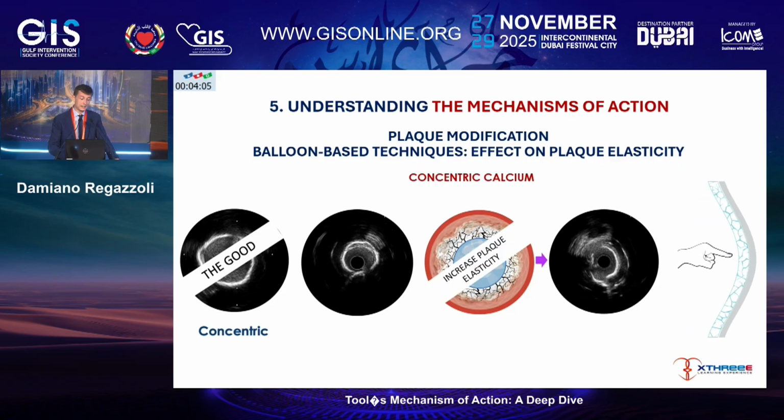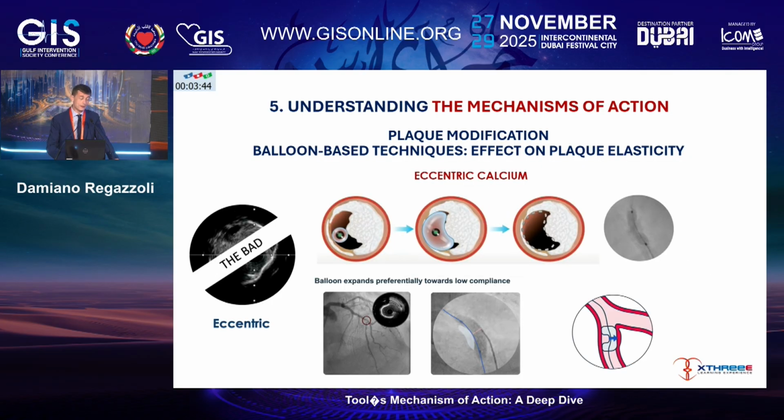Because what we did is to increase plaque elasticity, to increase vessel compliance, and to prepare the vessel to be ready for our stenting. And this was the good one, because when the calcium is concentric, you can do almost whatever you want. You can do rota, you can do orbita, you can do IVL, you can do cutting or scoring, whatever you want. The bad one is eccentric.